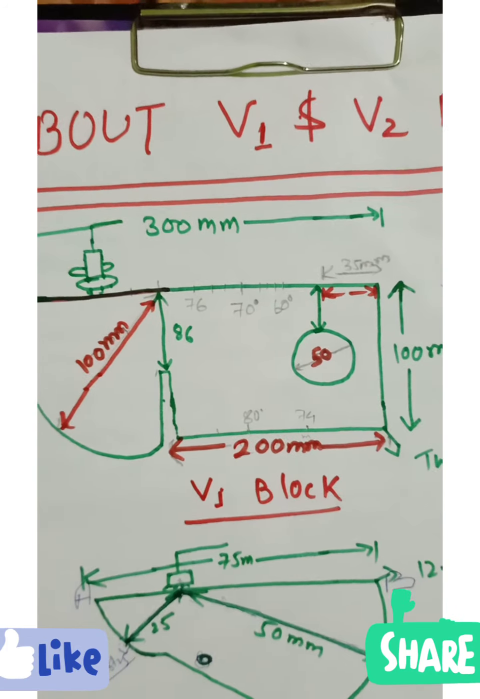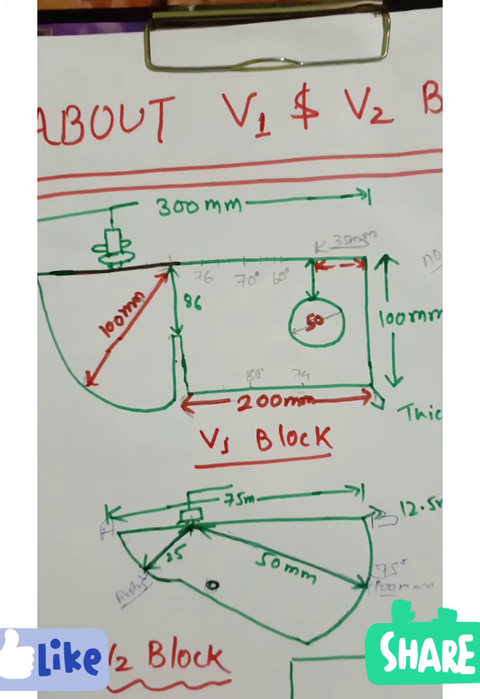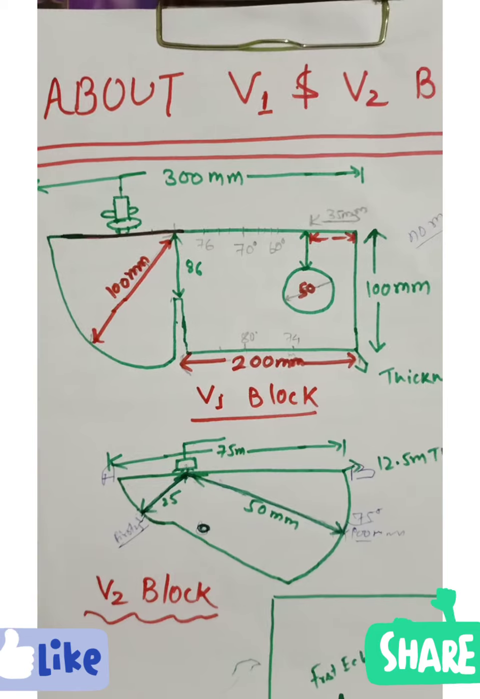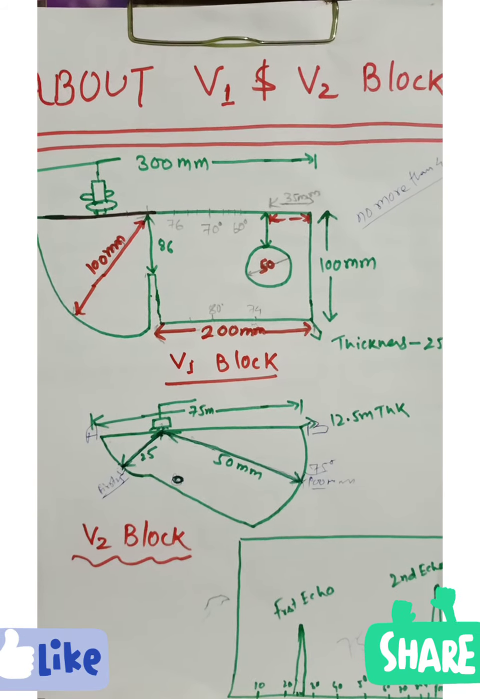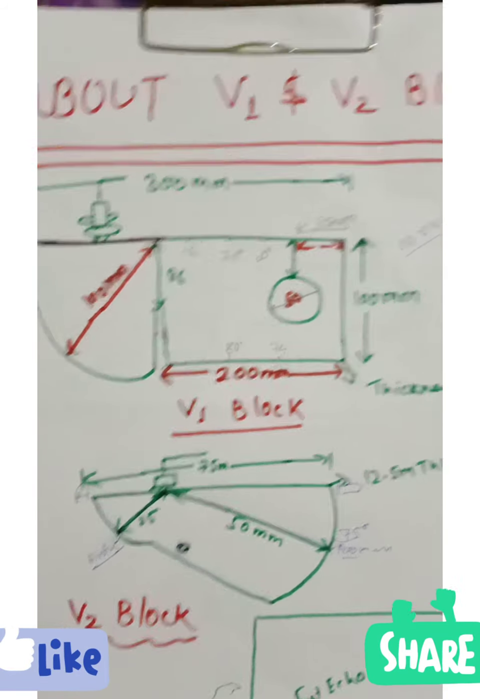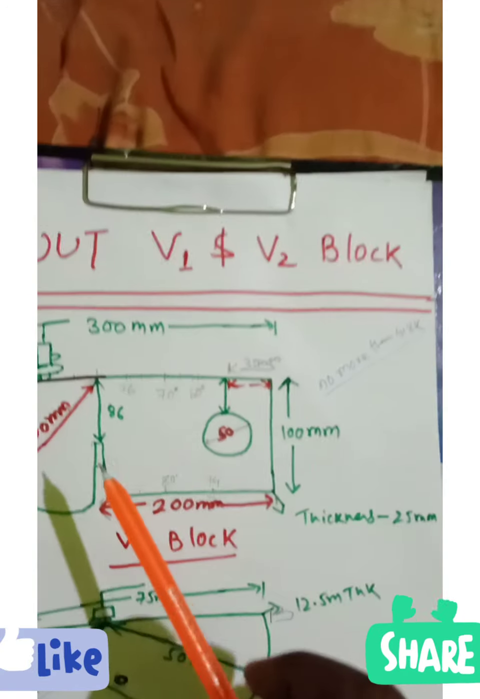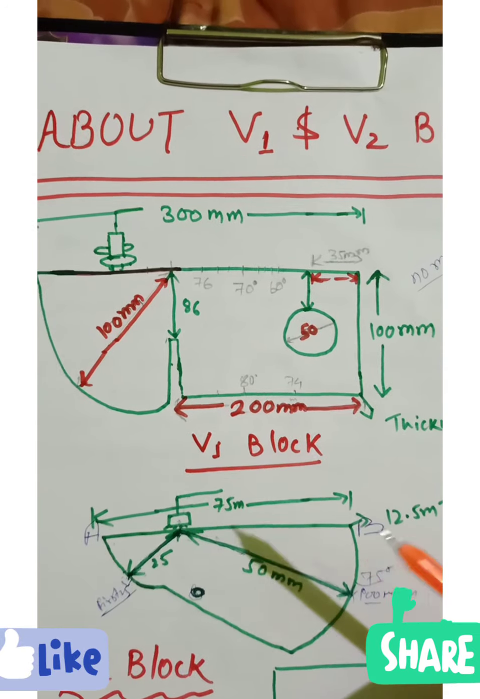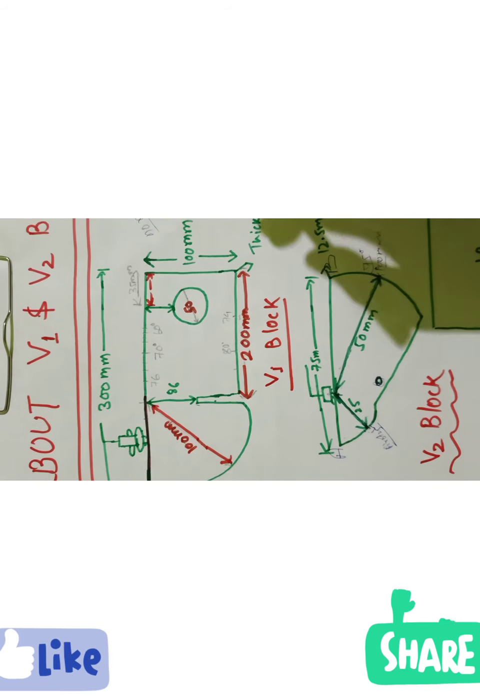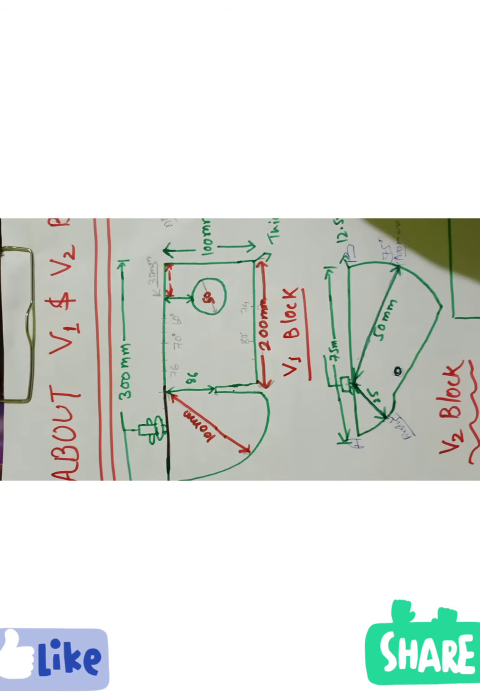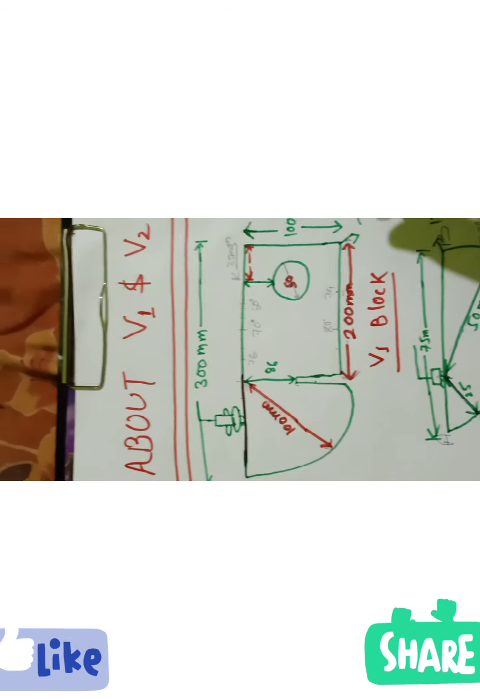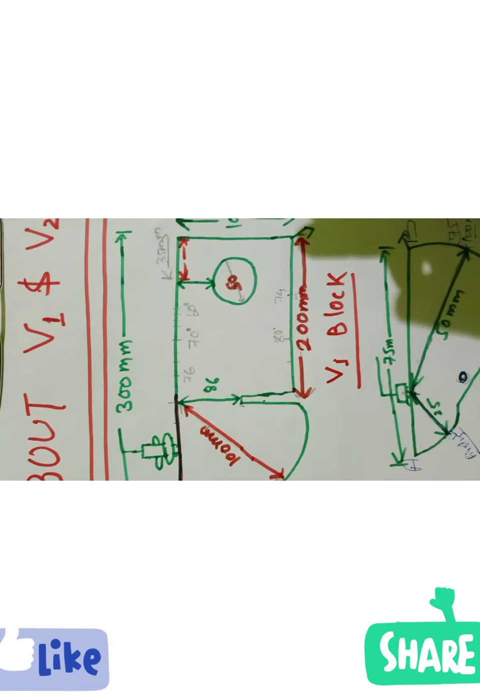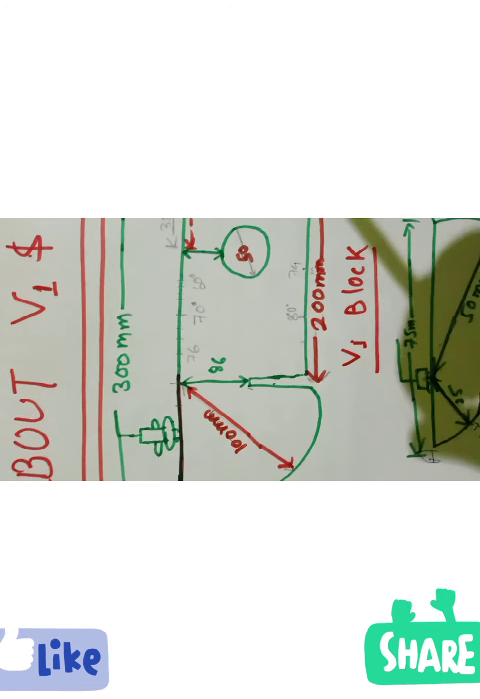Now here are the B1 and B2 blocks. This is the diagram of B1 and B2 blocks. Simple diagram, because the B1 block looks this way, and the B2 block looks this way. Their weights have lots of difference. So firstly I am going to explain about the B1 blocks.